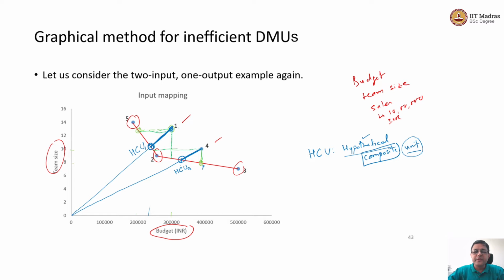So this is our policy prescription for the inefficient DMUs. We will draw a line starting from the origin and connecting to the inefficient DMU, and the point of intersection of this line with the efficiency frontier is our recommended new position for the inefficient DMU. So we recommend that DMU1 should move to HCU1, and DMU4 should move to HCU4.